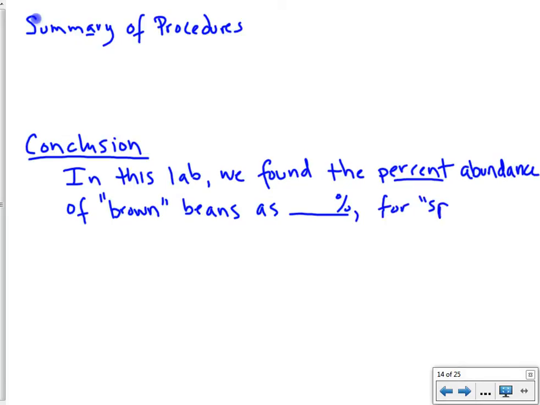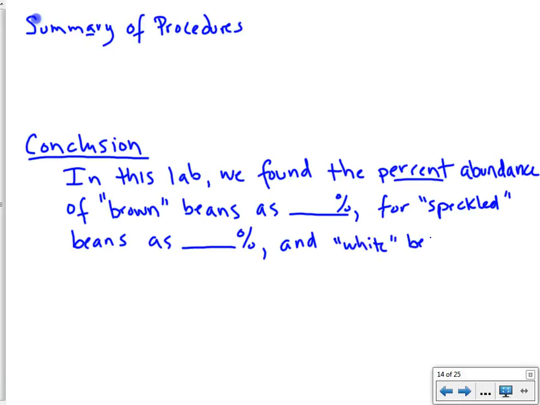For speckled beans as whatever percent abundance you found there. And white beans, I suppose none of those have to be in parentheses, and white beans as whatever percent you found that to be.